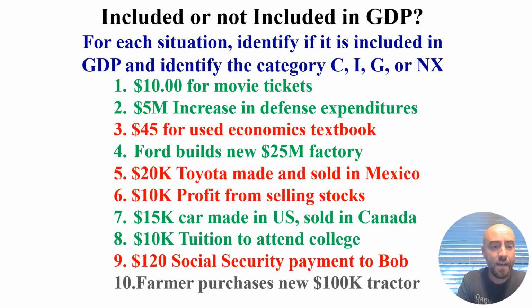And then finally, number 10, a farmer purchases a new $100,000 tractor. This would be investment spending, and it would count toward GDP. This farmer is buying capital, right? A business person, the farmer, is buying capital. So this would count toward GDP.